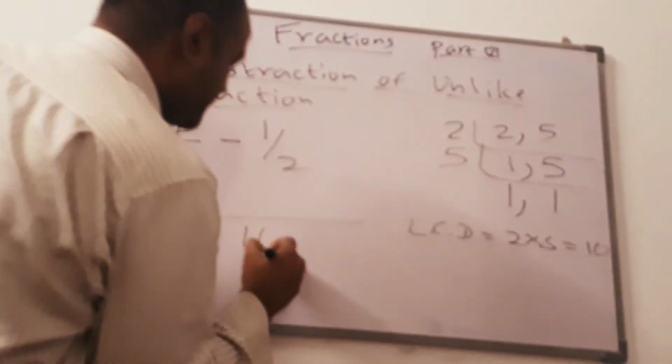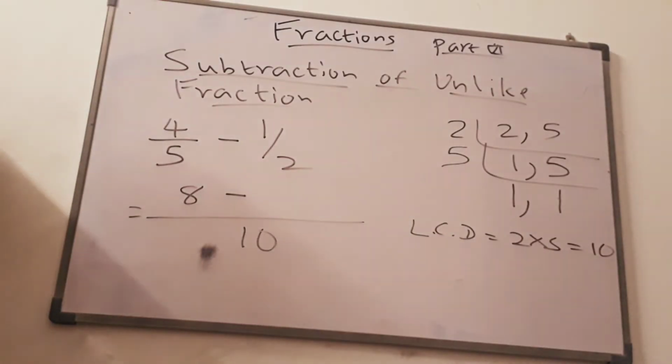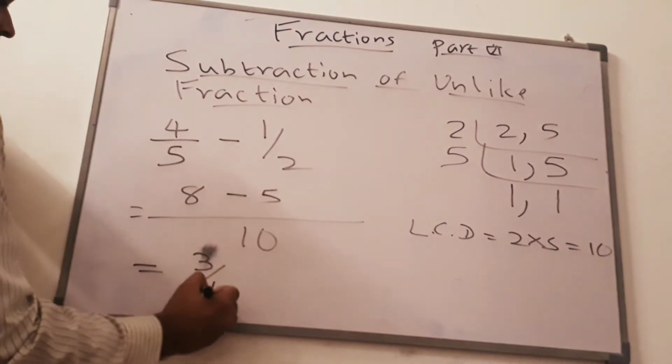Okay, so 10 is the common denominator. Then we have to check how many 5's are there in 10, that is 2. 2 times 4 is 8. Minus, how many 2's are there in 10? 5. 5 times 1 is 5. So it will be 3 over 10.